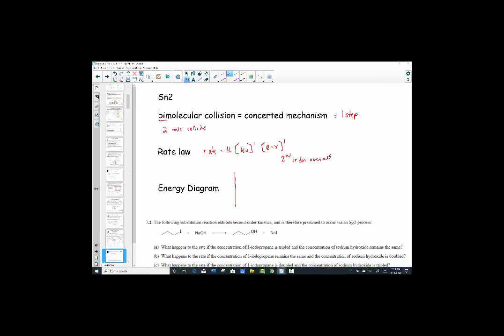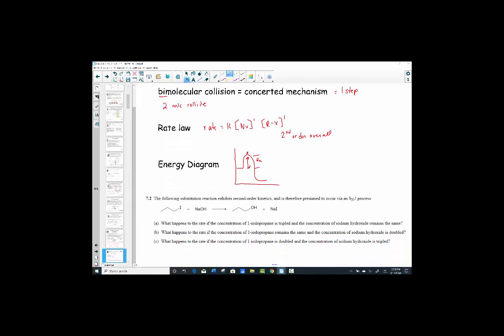And the energy diagram would have initial reactants, one energy barrier, forming products. And your transition state is at the top of that barrier. This requirement here is called activation energy. So let's consider that as we look at the following reaction.